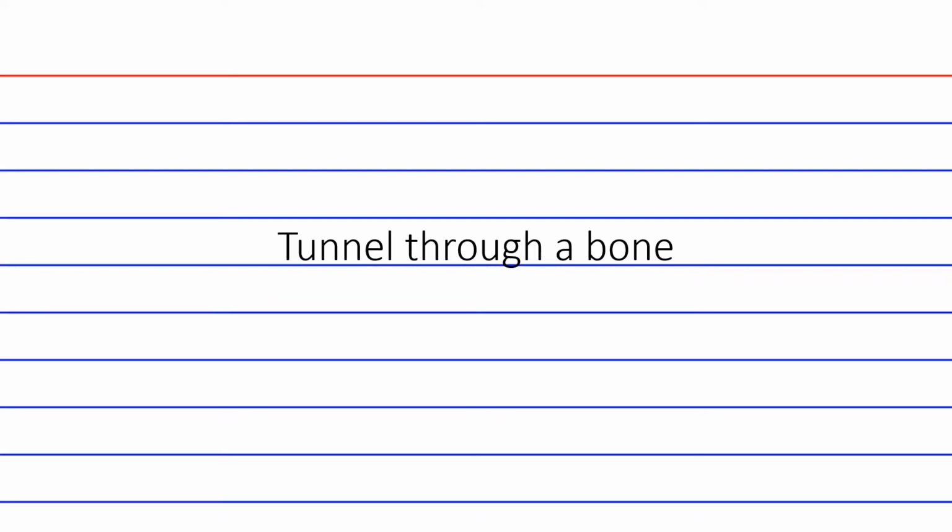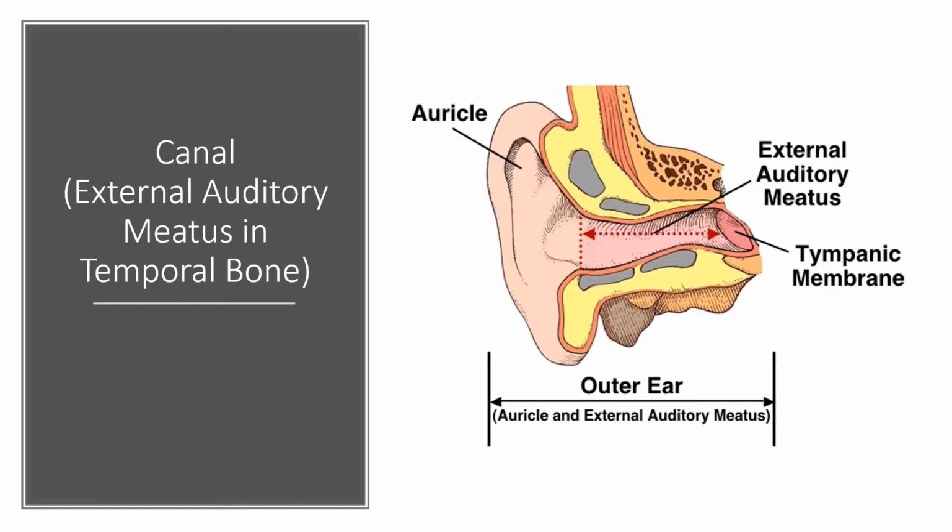This is a tunnel through a bone. The answer is a canal, and the best example of a canal is the external auditory meatus, which you find located in the temporal bone. It is basically within the auricle or the ear and before the tympanic membrane.